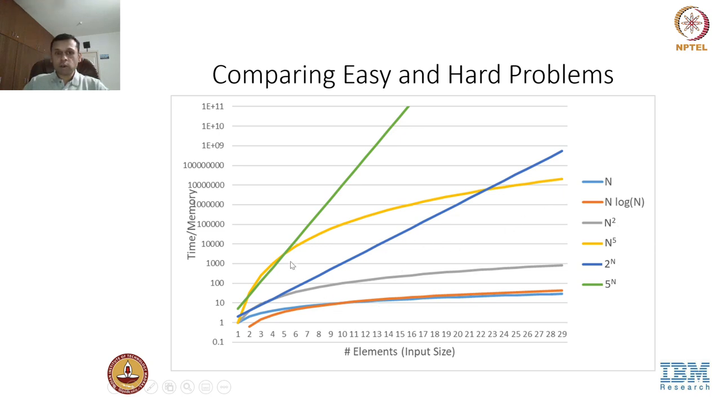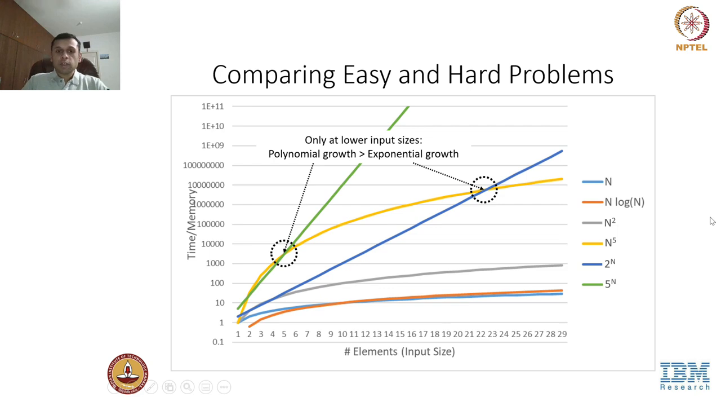At lower input sizes, a polynomial curve can actually dominate our exponential curves. First, it can even dominate n to the power 5 or 5 to the power n, and later it can also dominate 2 to the power n for a little longer until it then goes below that curve. What does this mean? This means that at lower input sizes, a polynomial function can actually grow faster than an exponential function. It depends on what the polynomial degree is and on what the base of the exponential function is.